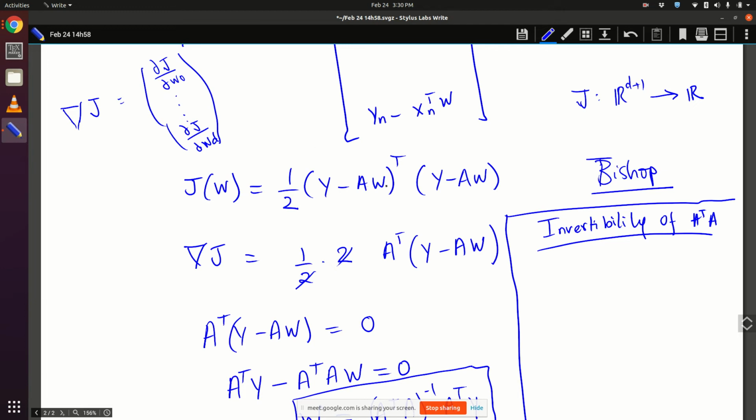You look at y minus Aw transpose like this, you will get a long function in terms of W0 to WD. Take its derivative, you get a value. Do this operation, you will get another value, and it turns out that they will be the same. So this is the check on how to do it. Is it clear to you?